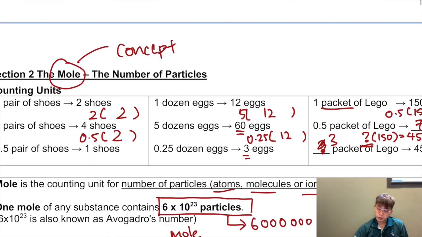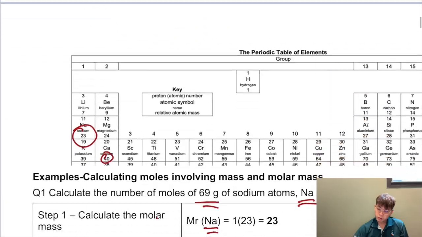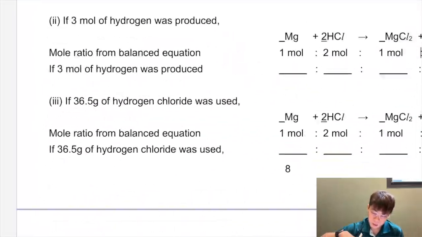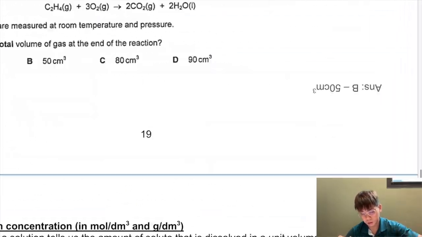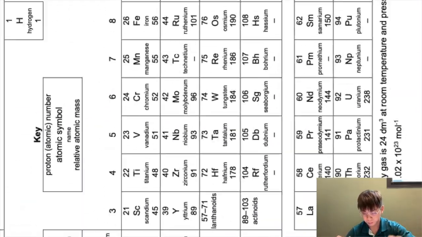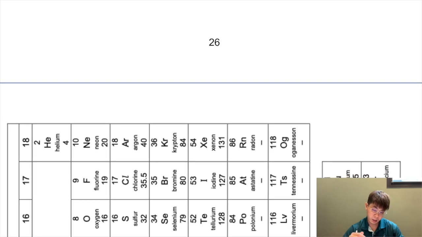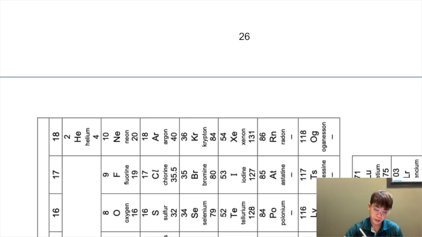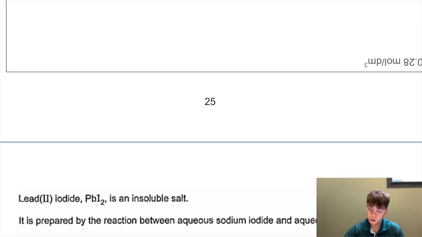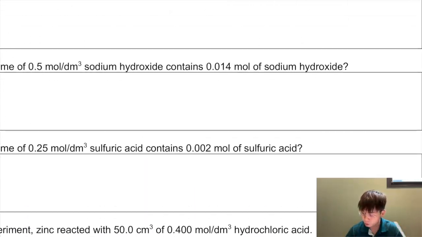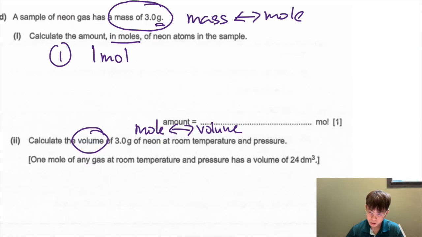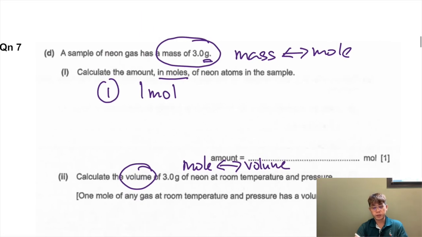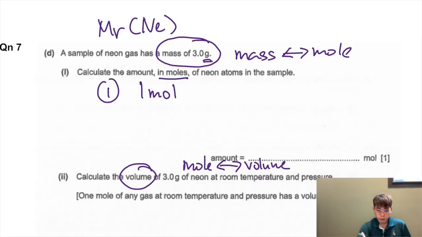Let me go to the back. Periodic table, neon. Okay, neon is over here, 20, right? Neon is 20. Let's go back up. Sorry about that. Okay, so neon is 20. So MR of neon is 20.